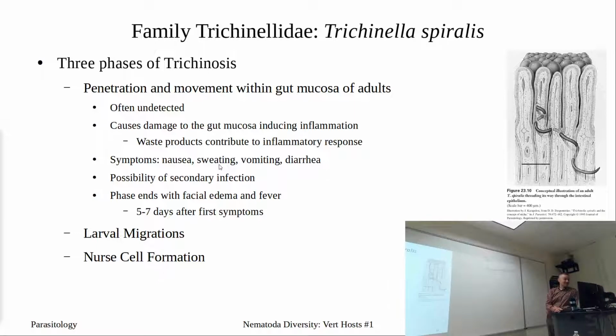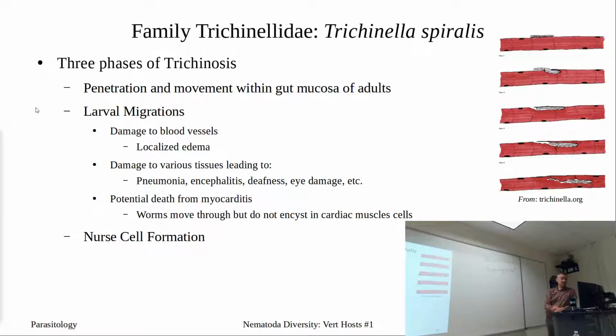All right, so that's phase 1. Phase 2 is associated with the juvenile stages migrating. So remember, with our life cycle, our adults mate, they release the J1s. The J1s travel in the circulatory system, and they don't know where they're going. They just up and decide, I'm going to burrow out of the blood vessel and start penetrating, hoping to find skeletal muscle. So this is our second phase.